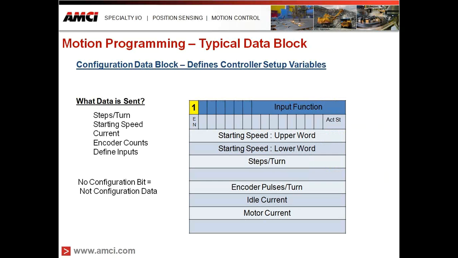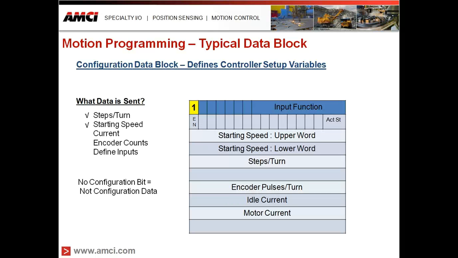Okay, so the first data block we're going to look at is the configuration data block. When we're talking about configuration data, we're talking about the information that defines the controller setup. The data that we send when we send the configuration block includes setting up the steps per turn. A typical stepper motor is a 200 step per turn motor. By using micro stepping, we can break that 200 steps up into finer and finer increments. This is where in the controller we define that steps per turn or that micro stepping feature.